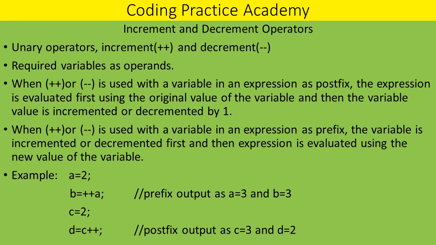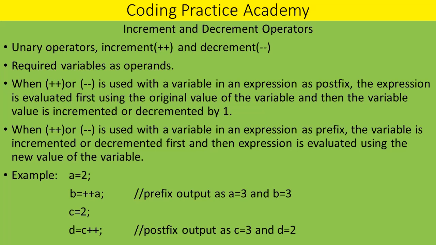Now in the postfix expression, in this example c equals 2, and we use the syntax d equals c plus plus. So what is now the value of c? c equals 2. As per definition, the expression is evaluated first. So in this expression, the c value is assigned to d first. What is the c value? The c value is 2. Now d becomes 2. Then the c value is incremented. Now c becomes 3. So the output would be c equals 3 and d equals 2. Let's verify this with a program.